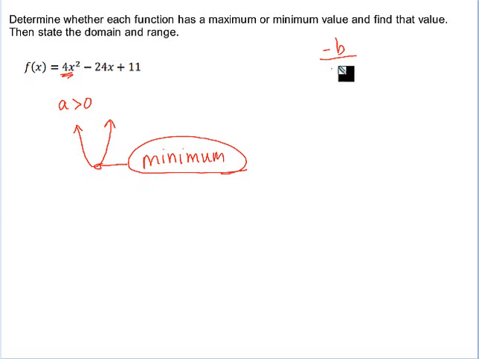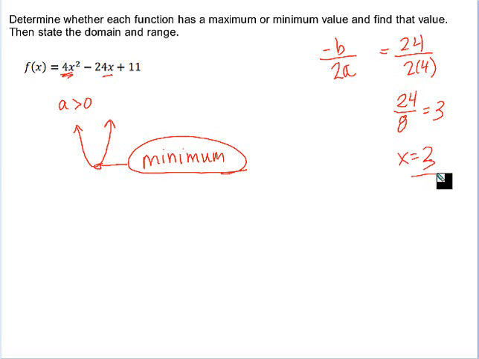The minimum is going to happen at the vertex. We know the vertex happens at the axis of symmetry, so negative b over 2a. So in this case, our b is negative 24, so a positive 24 over 2 times 4, or 24 divided by 8 is 3. So our vertex should happen when our x value is 3. So we're just going to plug our 3 in for our x value and see what y should be.